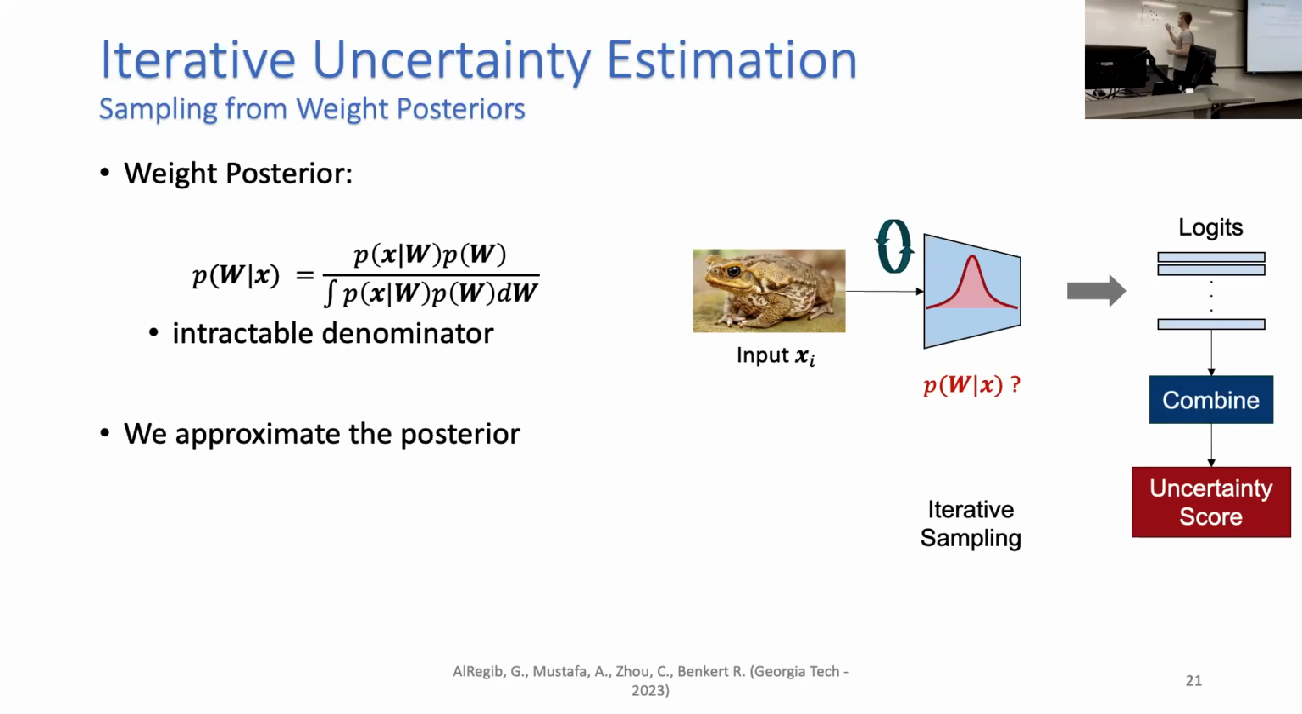Now, that gives me, in turn, a distribution, and that represents a weight constellation. So if you think about a simple perceptron, it would be W times X.